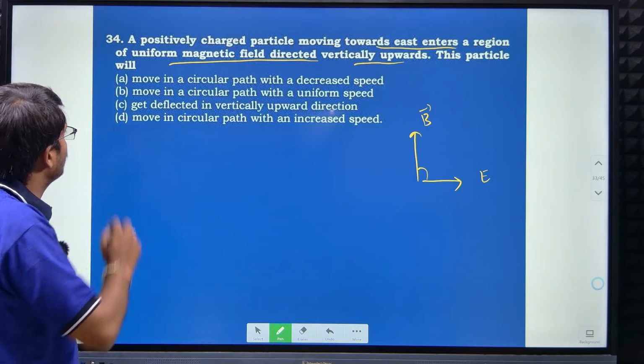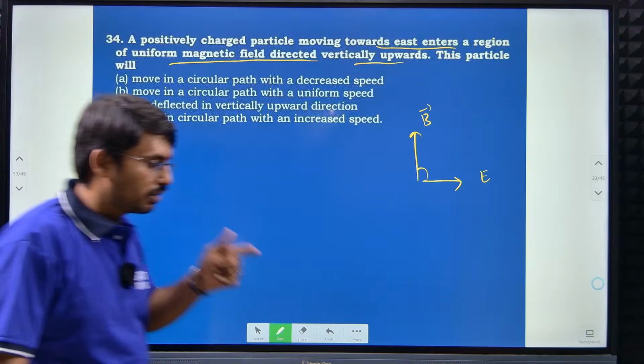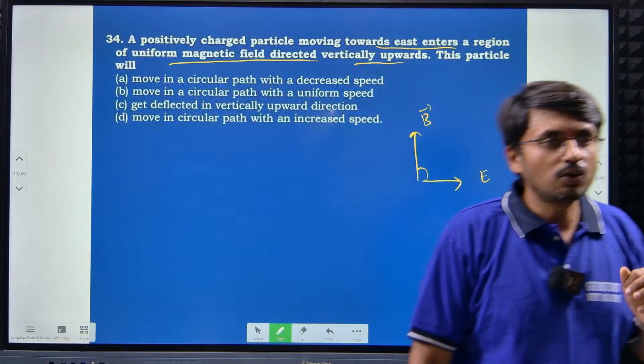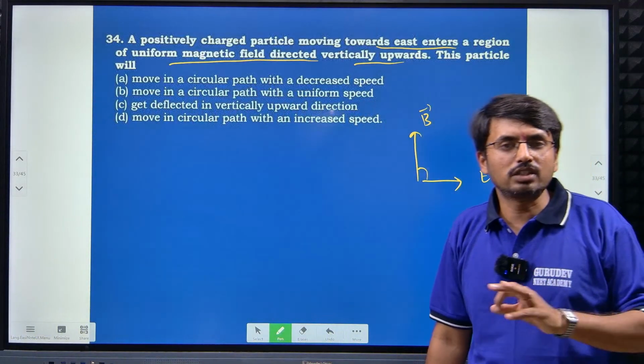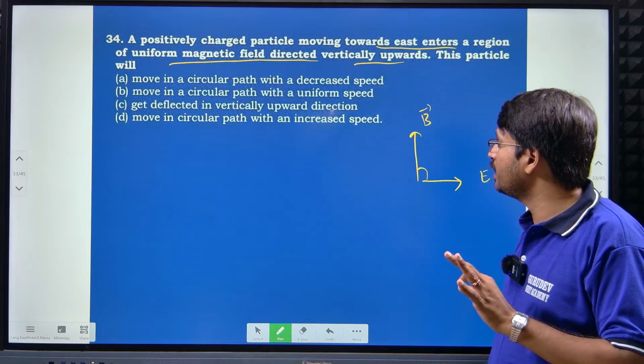So we have to look at which one is the right answer here. Whenever it is moving in a circular path, we have to keep in mind that the magnitude of the velocity is a constant, so it does not increase or decrease.